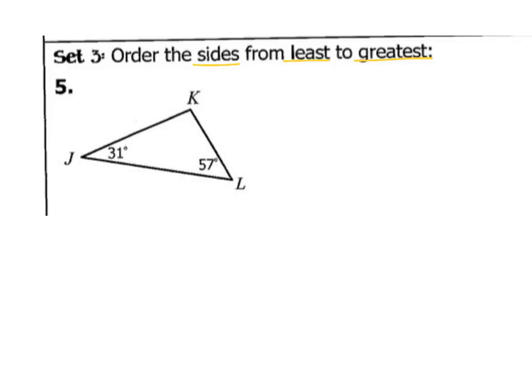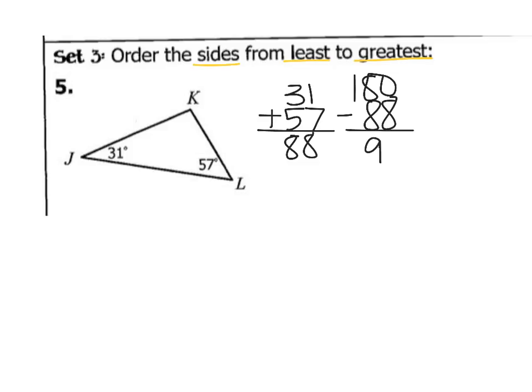So we can do this by adding together J and L. So 31 plus 57, and we get 88. And then 180 minus 88 gives us 92. So we know that this angle right here is going to be 92 degrees.